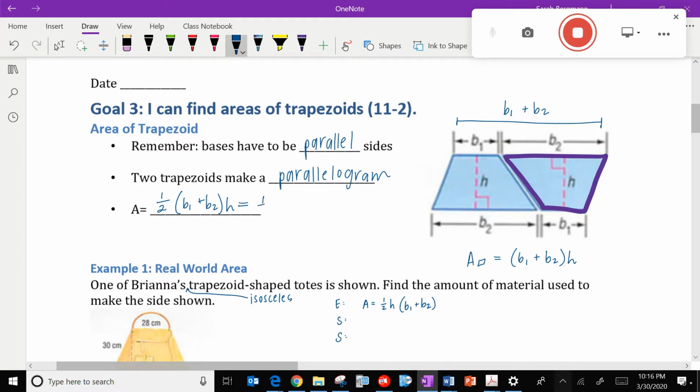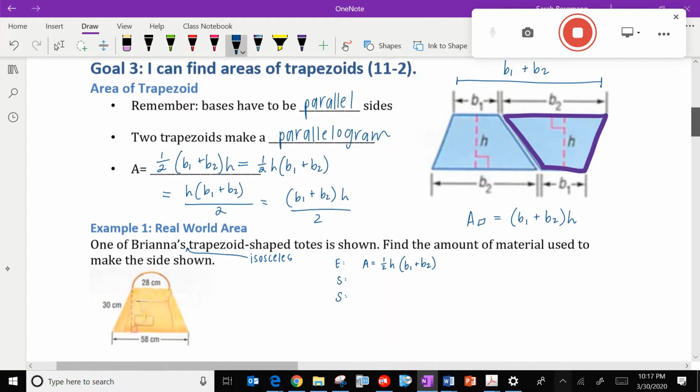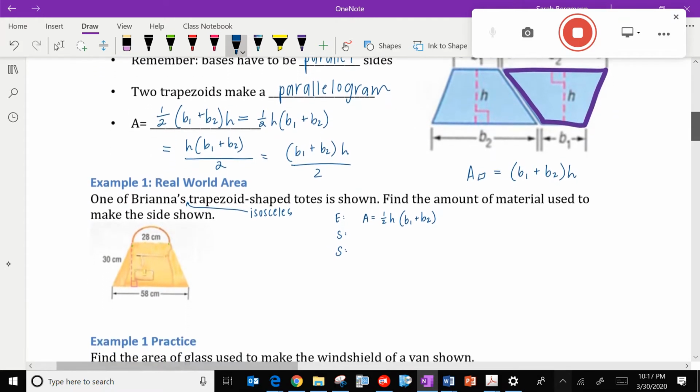You can also rearrange this. It doesn't matter if you put the height first. Or you could even write this as height times B1 plus B2 divided by 2. Or rearrange that numerator. Doesn't matter. Any of those ways, those are all the exact same thing. They all give you the area of a trapezoid. And again, just like yesterday, don't forget height has to be perpendicular to the base.